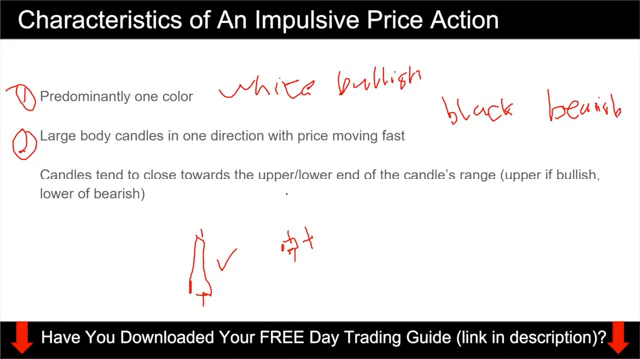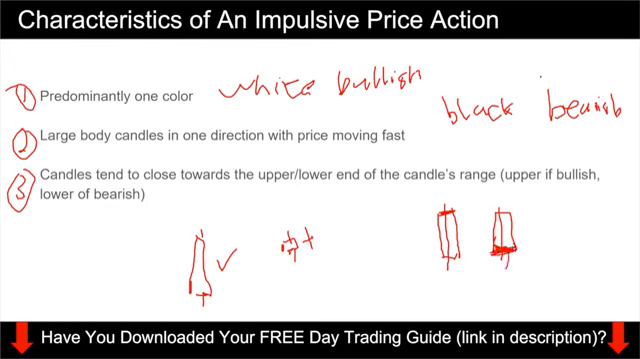Now, you also want to see the candles tend to close towards the upper or lower end of the candle's range. Of course, if it's a bullish impulsive wave, then if this is the entire range of the candle, you want to see the candle close something like this, towards the higher end of the candle's range. If it's bearish, then you want to close towards the lower range of the candle, somewhere here. Pardon my drawing.